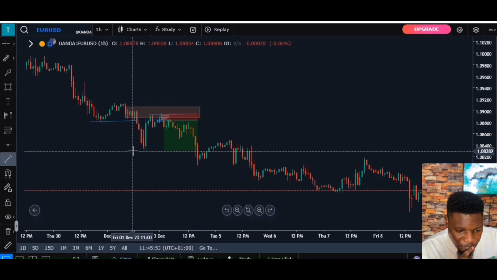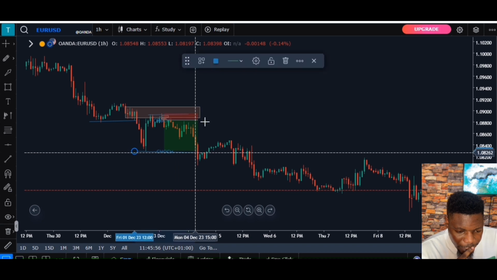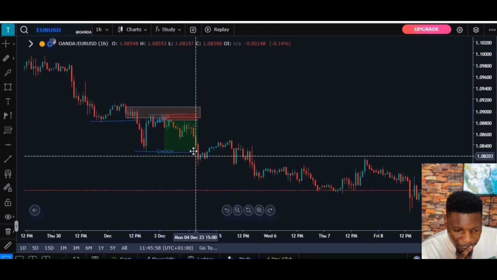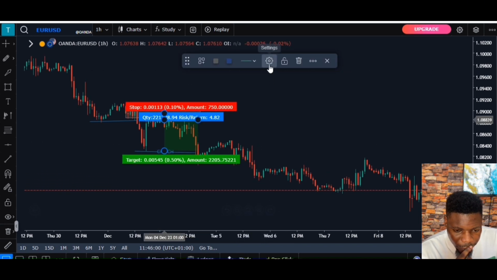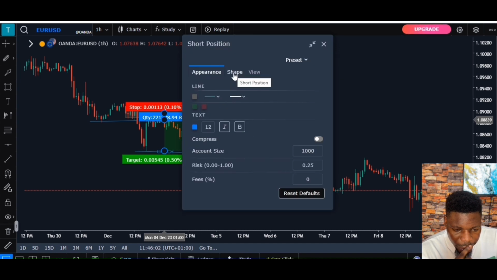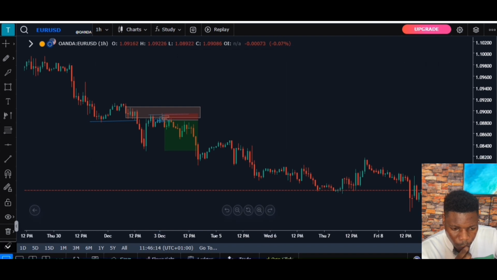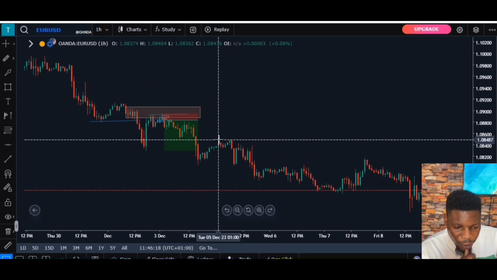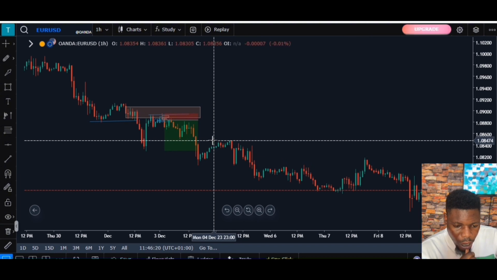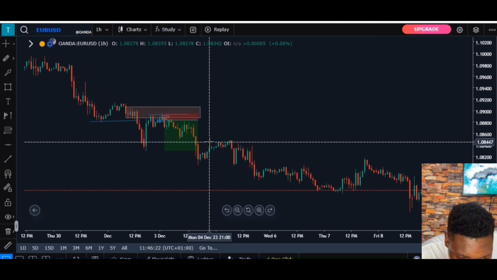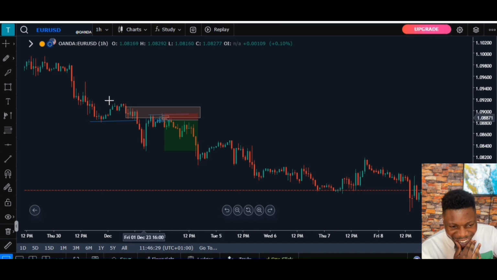So a break of structure to downside again. Let me just write it. So this is a break of structure to downside again, then wait for the market to pull back up. So the market pulls back up, the market grabs liquidity here, the market grabs liquidity again. You see guys, it grabbed it again.